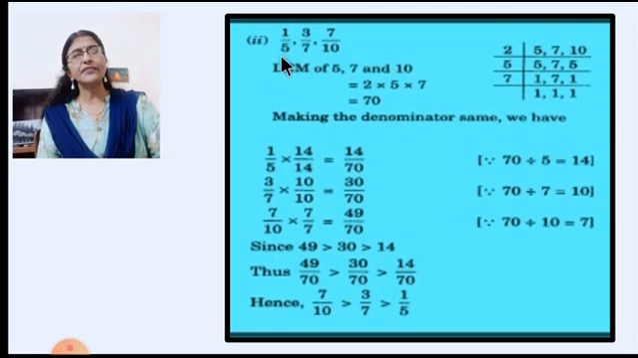Now we will take the first fraction, 1 upon 5, here. Now by which number should we multiply so that we get 70 here? So we can find out by dividing like this.